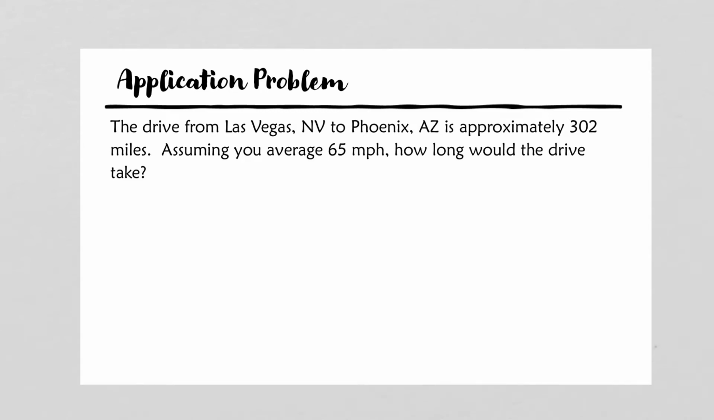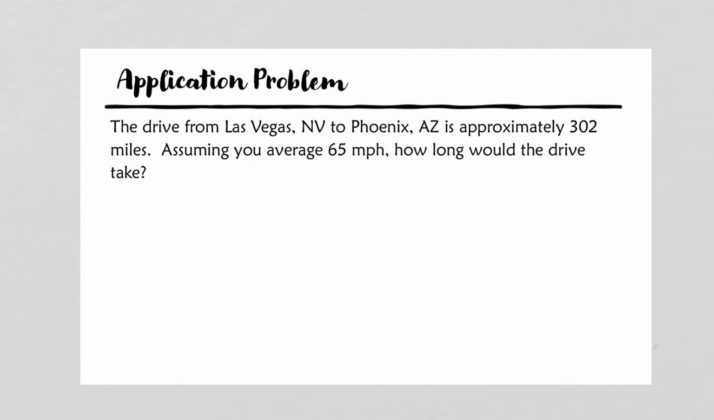Now, many of you might be able to look at this and just figure out how to get the answer without using any special techniques. I specifically want to use dimensional analysis to show you how it could be applied to this problem. So first of all, we have two numbers going on. We have 302 miles and then we have 65 miles per hour.